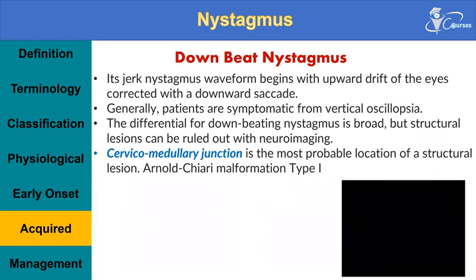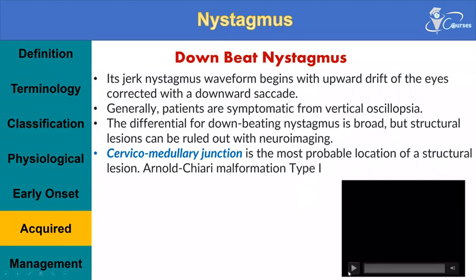Okay, the third of the acquired nystagmuses is the downbeat nystagmus. Downbeat nystagmus is a jerky nystagmus which starts with upward drift of both eyes with corrective downward saccade. So slow phase up and then rapid corrective phase toward down. Patients usually are symptomatic from vertical oscillopsia. So when he walks in the street, he will see everything moving up and down. People, trees, cars, everything moving up and down. It is a vertical oscillopsia.